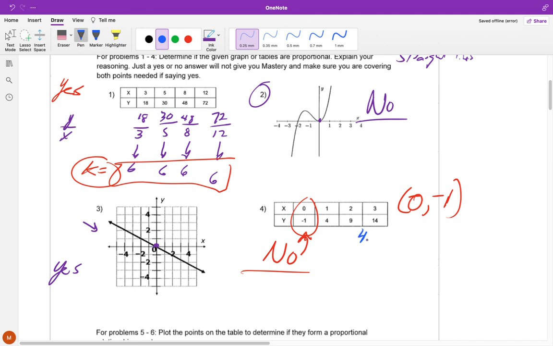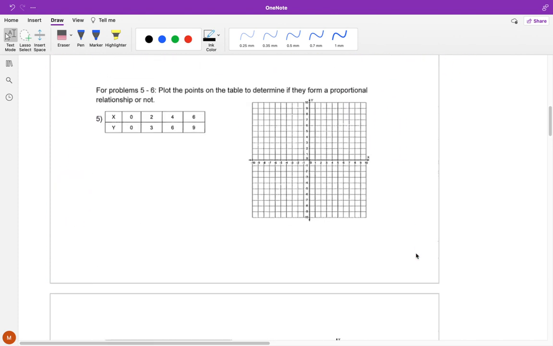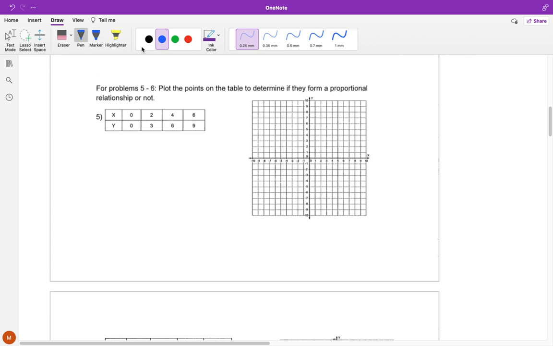Or we can do 4 divided by 1 is 4. 9 divided by 2 is 4.5. And you can also say, no, not every y over x gives us the same value. Therefore, it's not proportional. All right? Doesn't really matter which one, how you want to go about doing it, but both of them are fine. All right? I'm going to also go through this one.